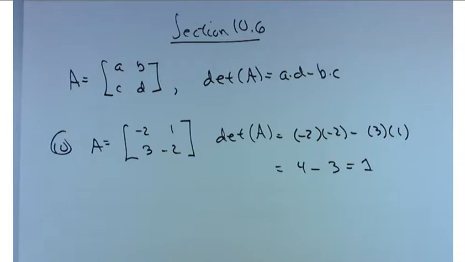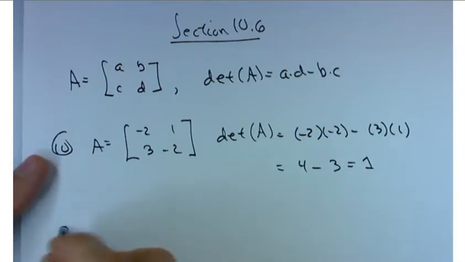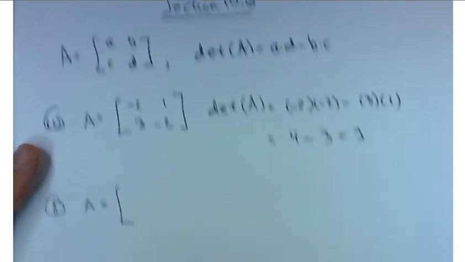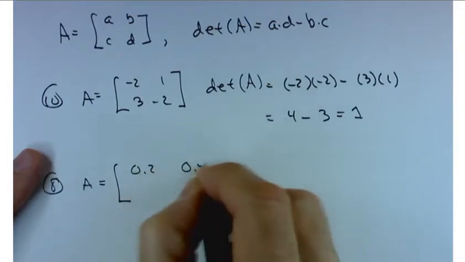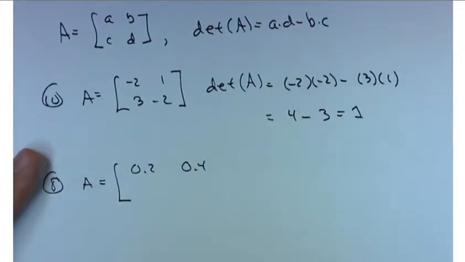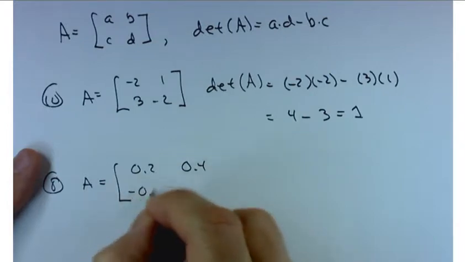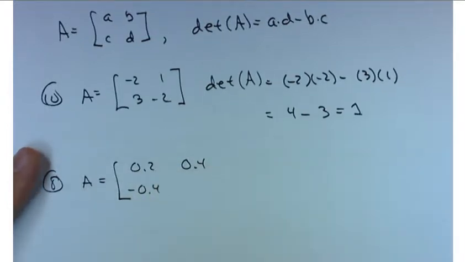Let's try another one, which might make us think or at least reach for our calculators, and that's problem number 8. 0.2, 0.4, -0.4, and -0.8.